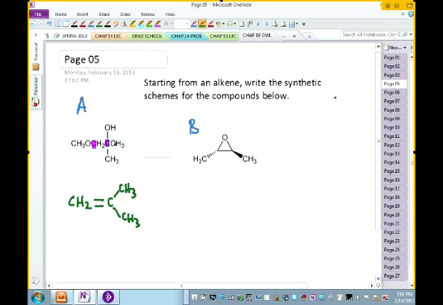What do you think you are going to do first? Form an epoxide? Okay, let us form an epoxide. And what reagent do we need for that? MCPBA. Okay, so you now form the epoxide.